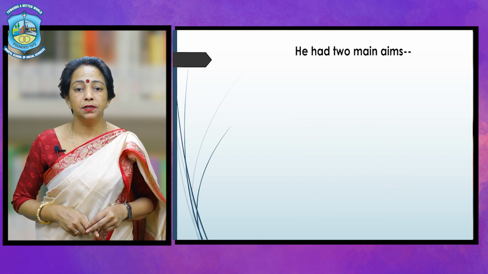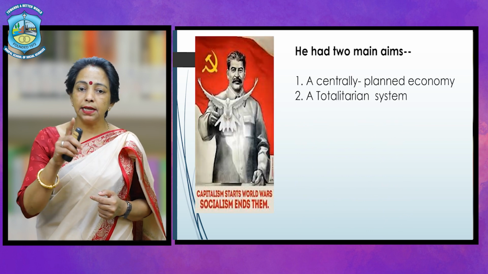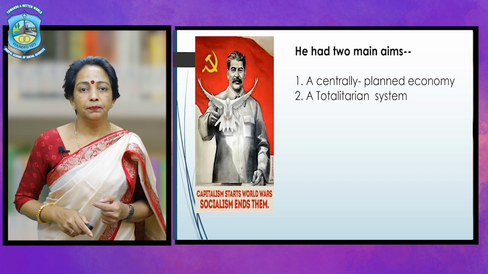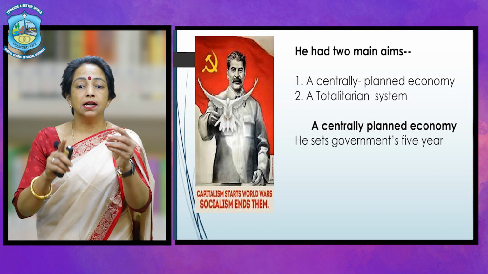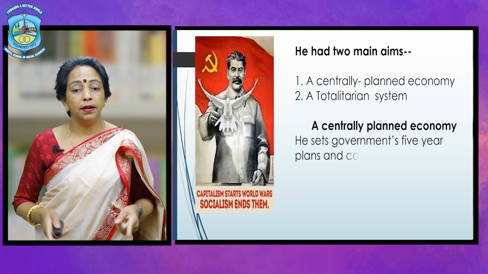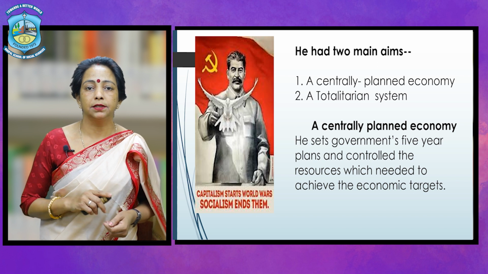He had two main aims. First, a centrally planned economy, and second, a totalitarian system. What is a centrally planned economy? He set the government's five year plans and controlled the resources needed to achieve the economic targets.